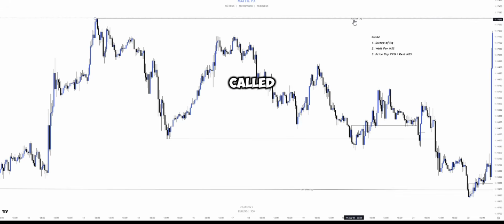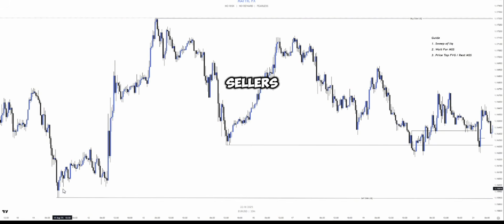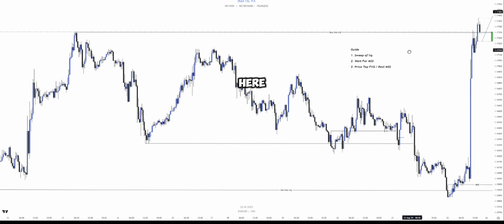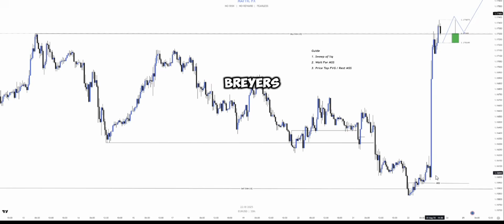The reason why this is called buy side liquidity is because the people that are buying, that's where they're going to take their TP. Liquidity means money, right? So the buyers are aiming for here, the sellers are aiming for here. So the buyers' money is right here. So the buyers basically are coming out of the market, pockets full, right? But that doesn't mean the market is done, right?